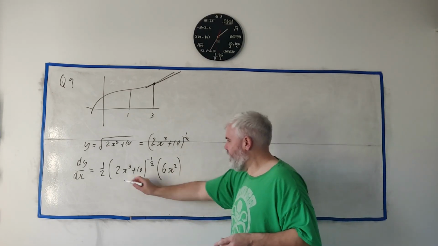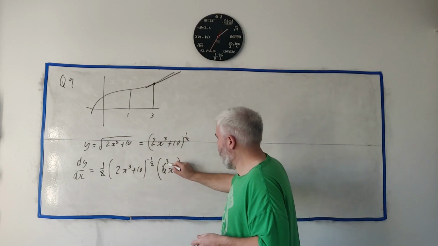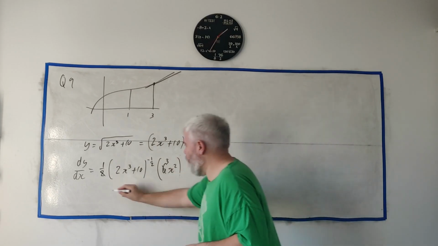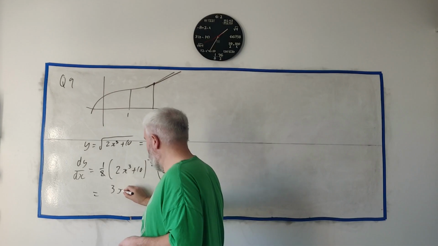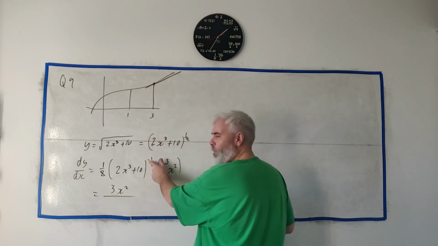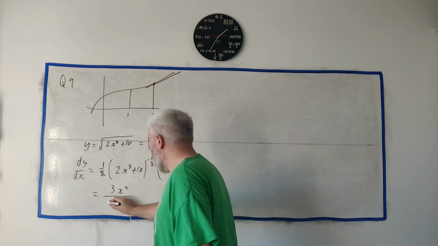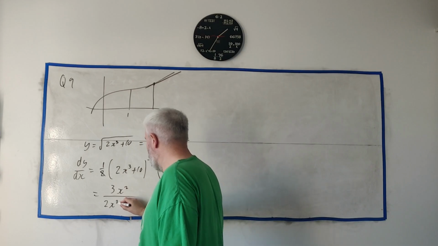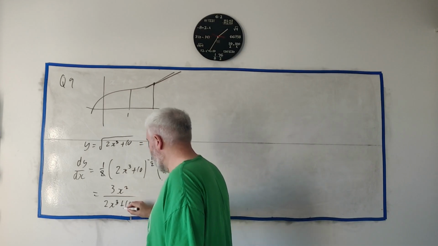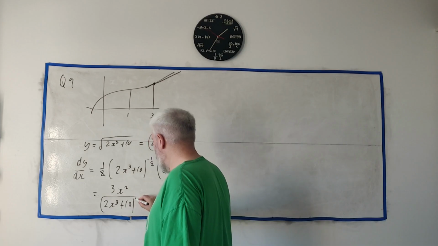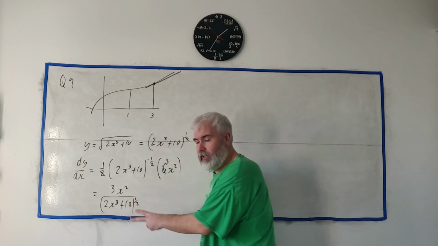We can clean this up. This half and this 6 go together to get 3. So the top row here would be 3x squared. Remember, this minus tells us we're on the bottom row. (2x cubed plus 10) to the power of a half, or square root if you'd rather.